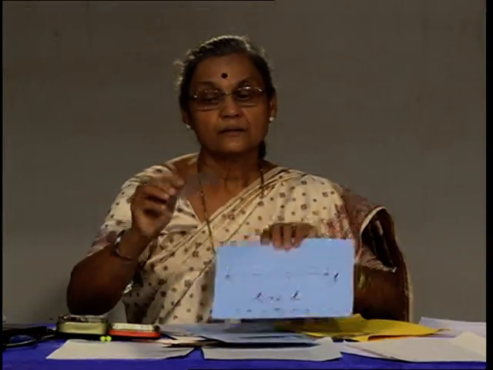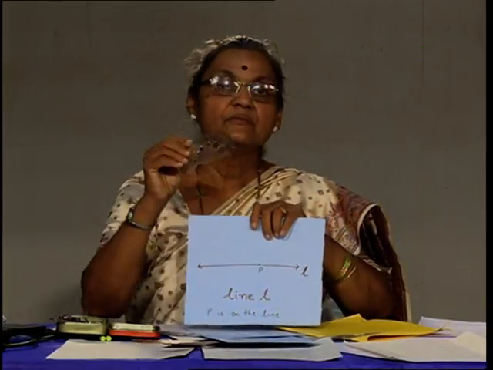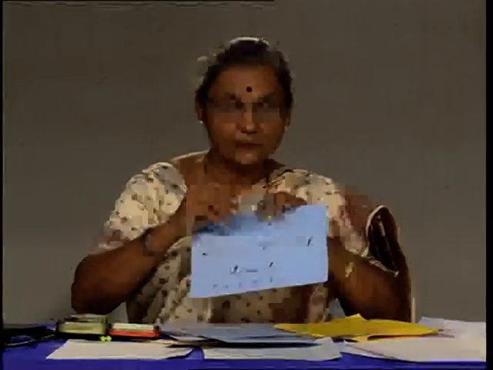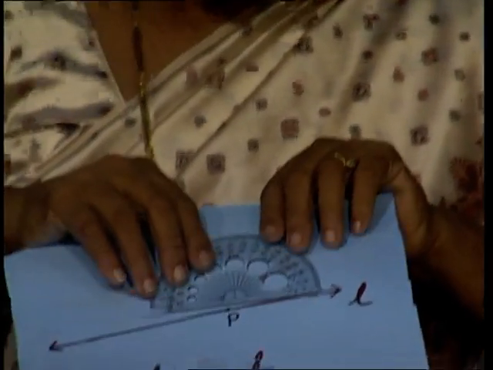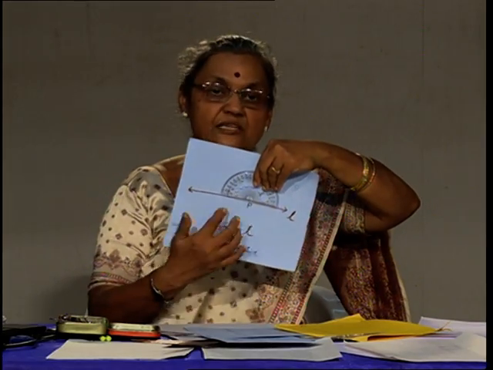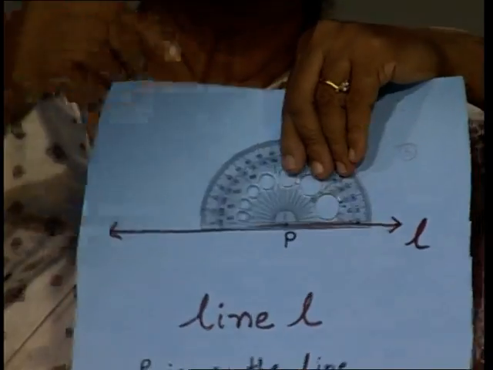Another way we can do that: if P is a point, then we can draw a perpendicular passing through this point P with the help of a protractor. Keep the center of the protractor at P. Adjust the line to the baseline of the protractor and measure the angle 90 degrees. Then put the mark here.